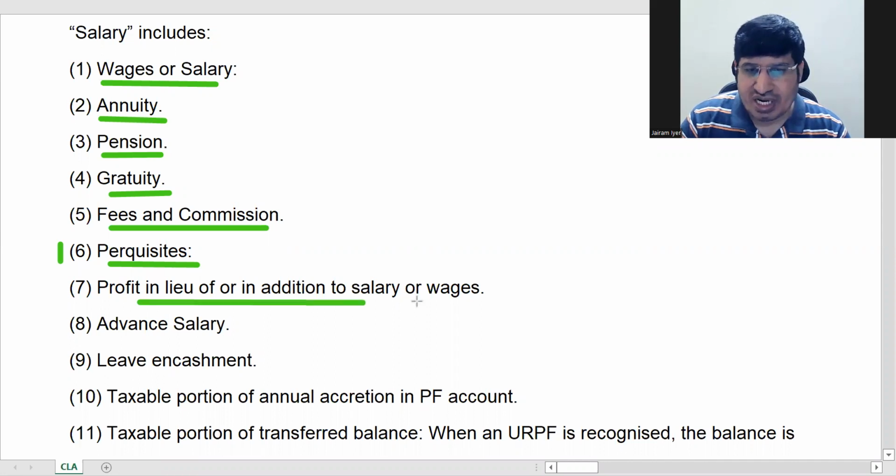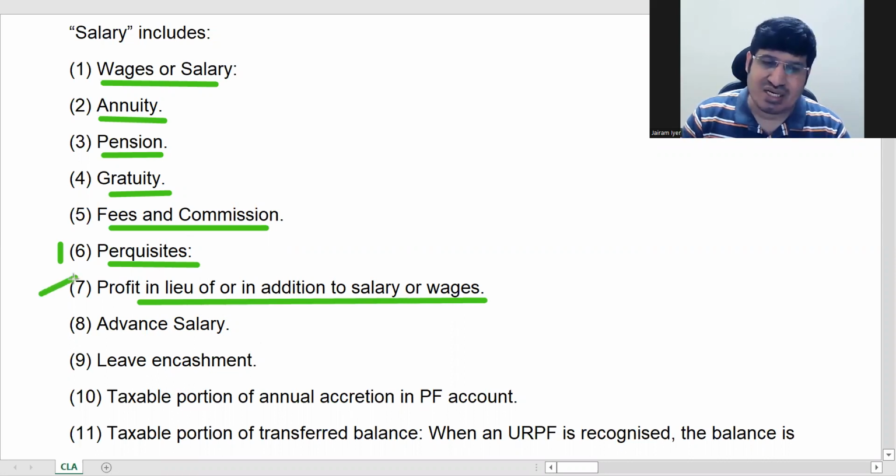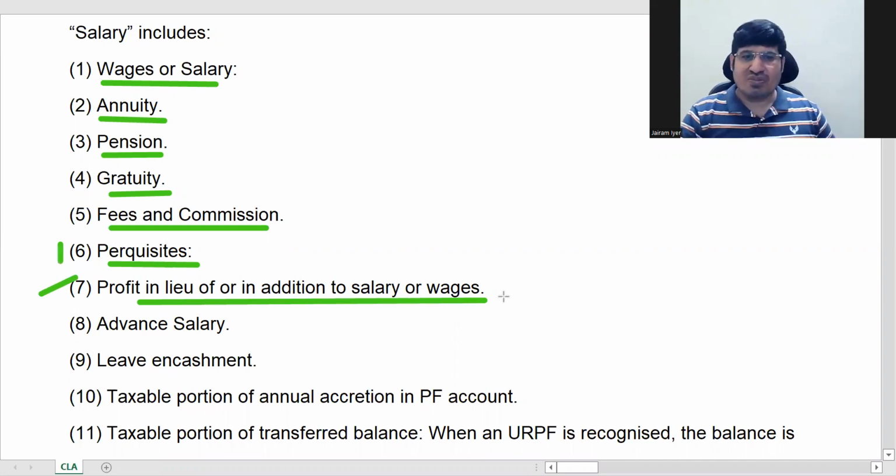Profit in lieu of or in addition to salary or wages. This has just been included to make sure that if something has been left out to be taxed as salaries, it is taxed under this name. That's all. Otherwise, there is no separate relevance for this, and there are no separate rules as well. Whatever rules apply to other salary items, the same rules are applicable to this. It is just a separate definition, to make sure that certain things do not escape taxation.